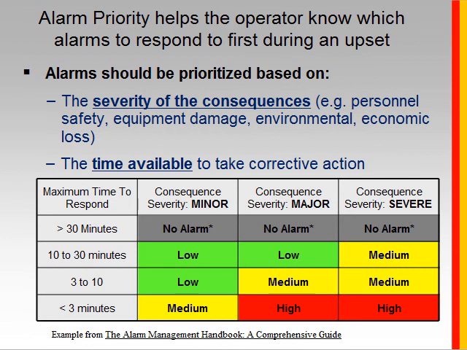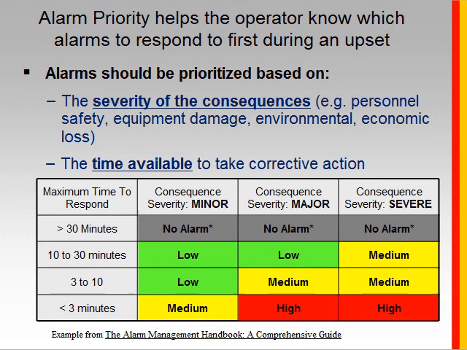So one of the key activities during rationalization is to set the priority. Priority is important because it helps the operator know which alarms to respond to first during an upset. So in the Milford Haven situation where we got 274 alarms in 11 minutes, if they're prioritized, then hopefully the operator can see which are the ones that he needs to look at first and address first. Alarms are prioritized based on the severity of the consequences and the time available to take corrective action.